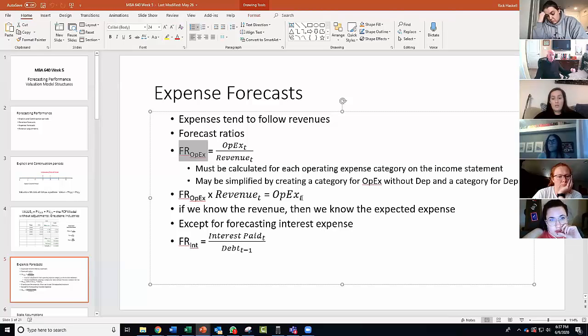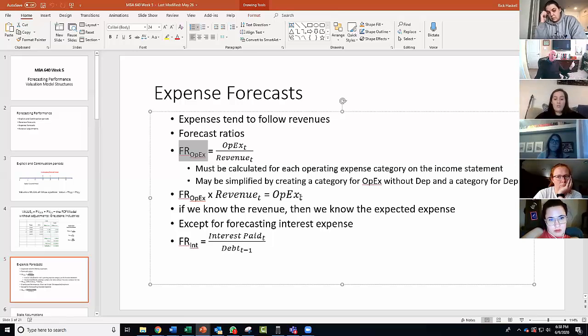And you've now used this in the Excel assignment that you've been working on, okay? So if we know the revenue and we know the ratio, we know the expense. And we know the revenue projected for the year that we're targeting. We now know the expense for the year that we're targeting, which makes sense.